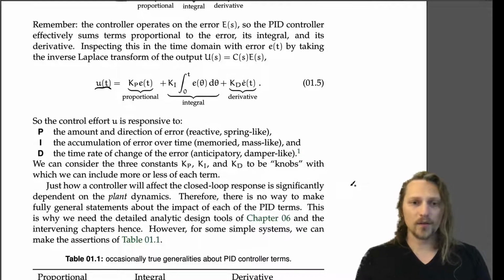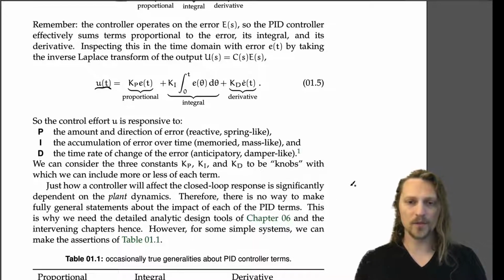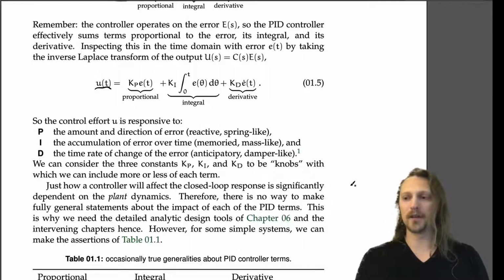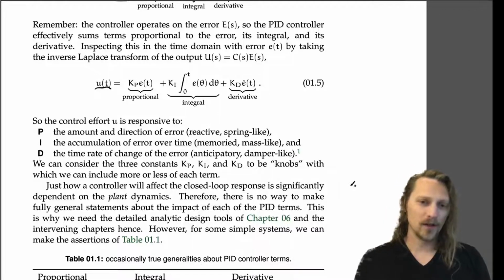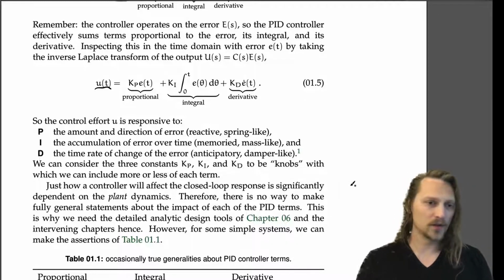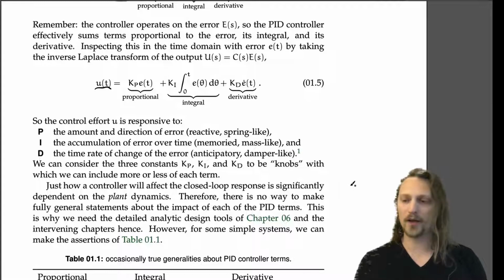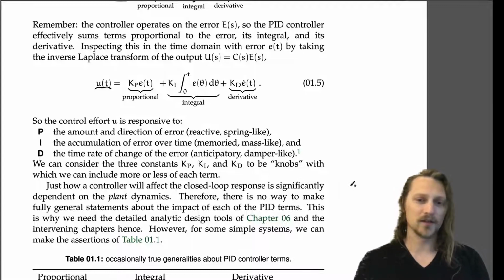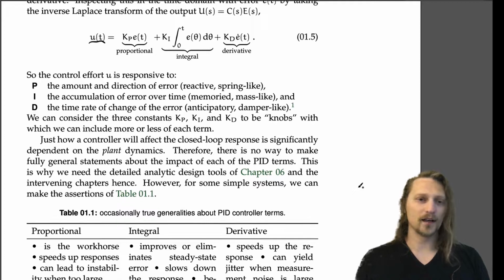We can consider the three constants, Kp, Ki, and Kd, to be knobs with which we can include more or less of each term. So we could increase the proportional gain knob, we can increase the integral gain knob, or we can increase the derivative gain knob. And actually, traditionally, in the good old days with analog controllers, these would be implemented with circuits that included actual knobs. So it's not too wild to think like that.